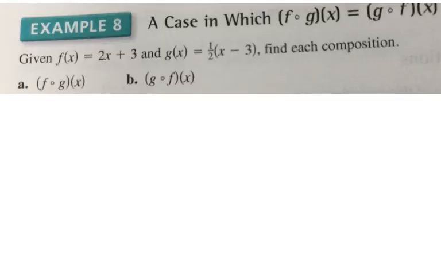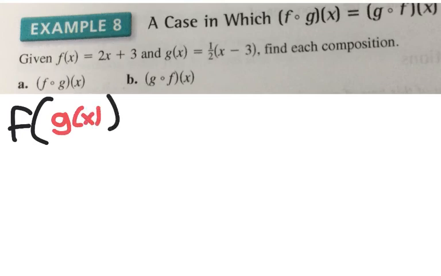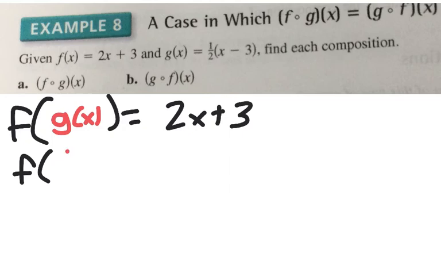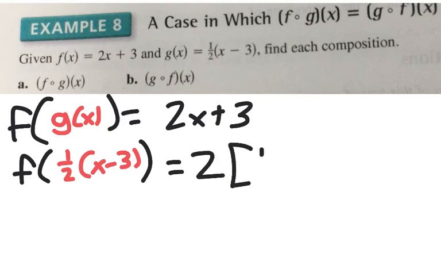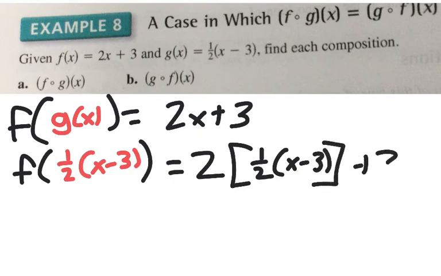Okay, here I've got f is 2x plus 3, g is 1/2 x minus 3. It tells me to find each composition. So I'm going to start by finding f of g of x. So that's going to be 2x plus 3. And now I'm going to plug in g of x, which is 1/2 x minus 3. That's going to be 2 times 1/2 times x minus 3 plus 3.